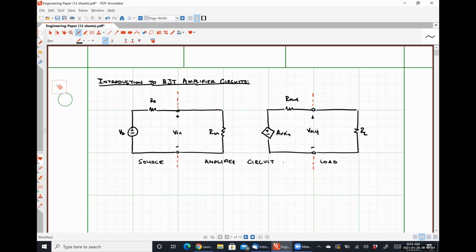Now, the amplifier circuit is not simply made up of two resistors and a dependent source. We can represent the amplifier circuit, no matter how complex it is, by this representation, which is defined by those three parameters. The big things of interest are the input resistance Rin, the output resistance Rout, and the voltage gain Av. If we know those three things for any amplifier, we can greatly simplify our analysis.